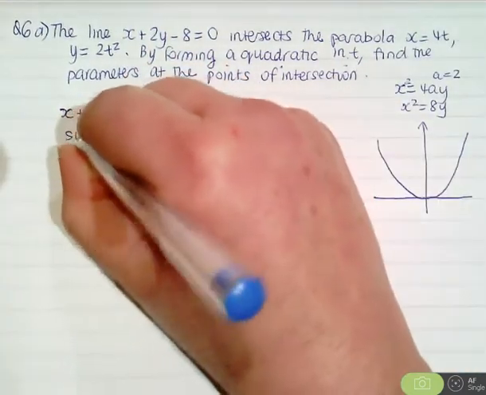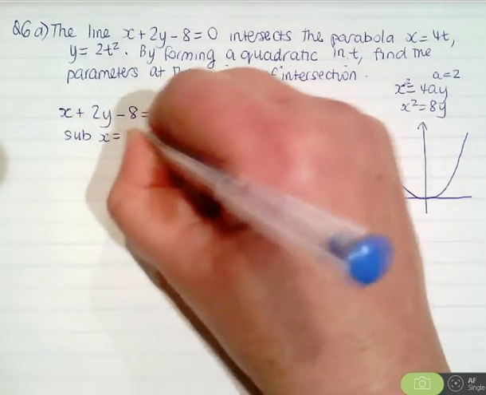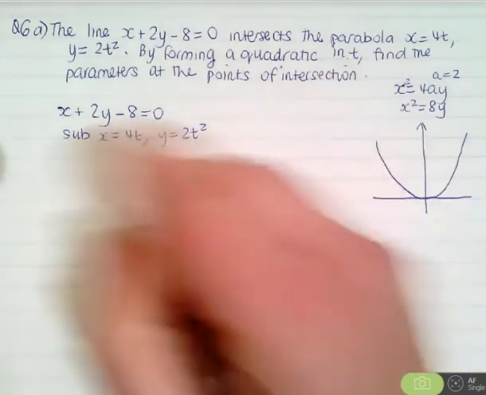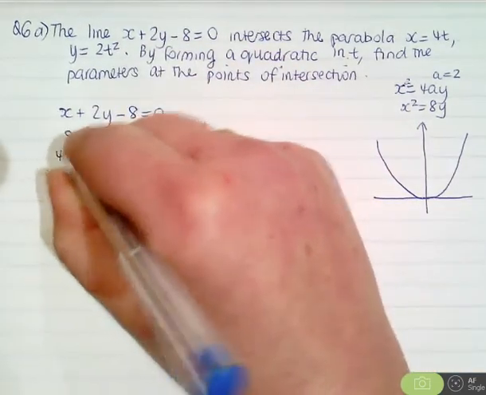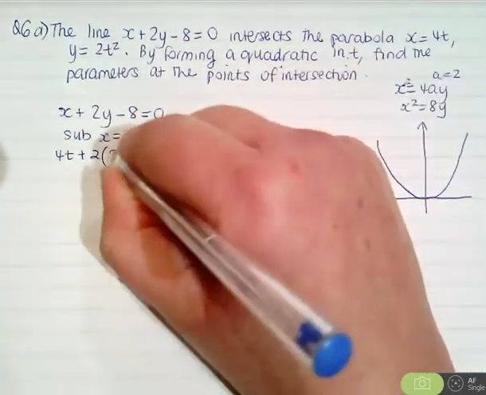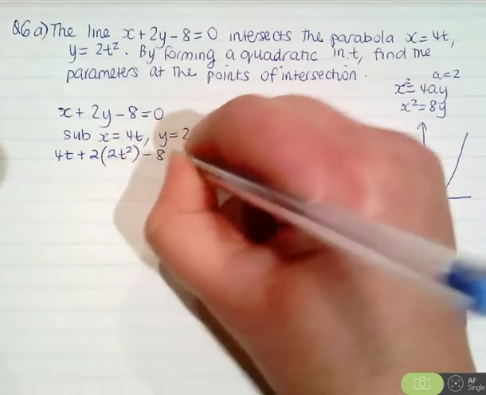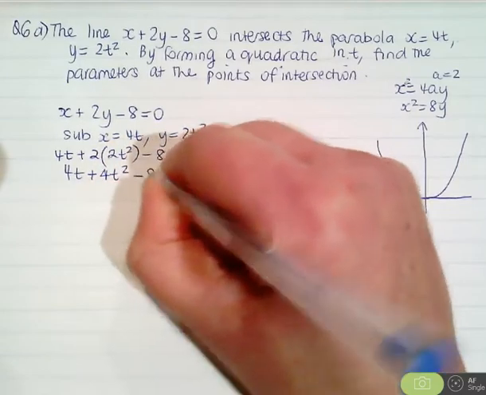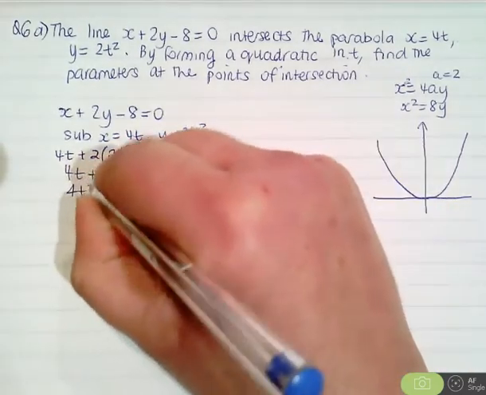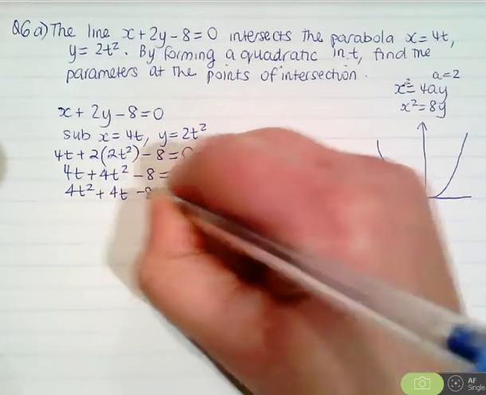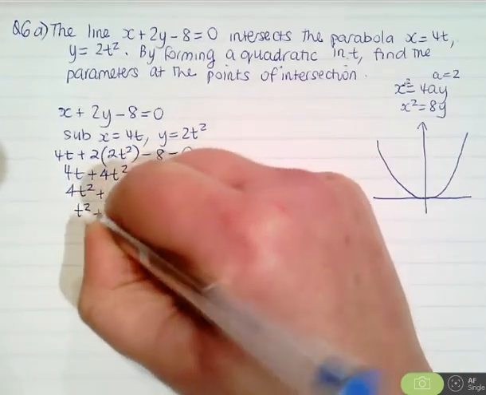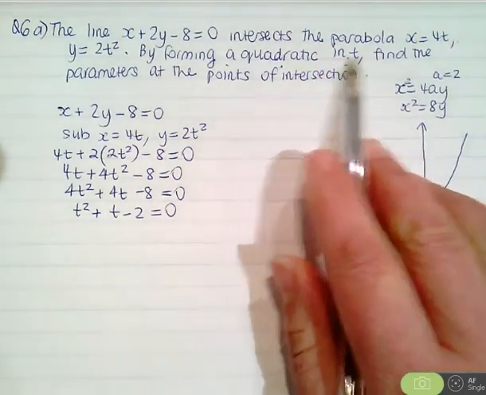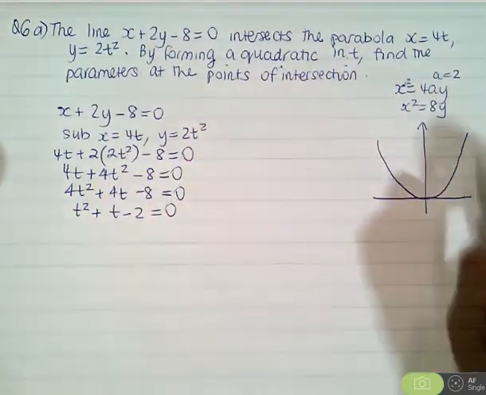So we're going to substitute x equals 4t, y equals 2t squared. And by doing that, we will end up with a quadratic equation in t. So we get 4t plus 2 times 2t squared minus 8 equals 0, and we'll get 4t plus 4t squared minus 8 equals 0. Putting the squared term first, we get t squared plus t minus 2 is 0. It says, forming a quadratic in t, find the parameters at the points of intersection.